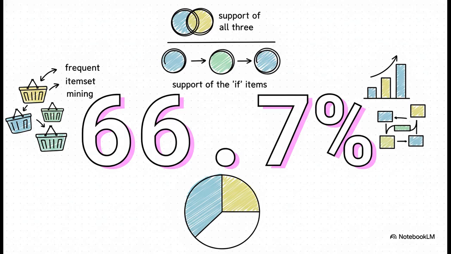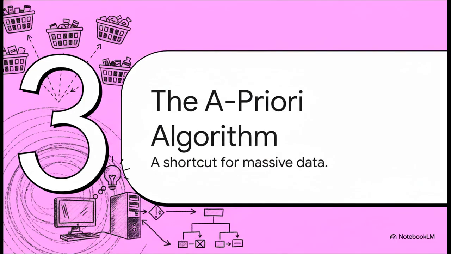So what does that mean? It means in our tiny little dataset, this rule is right about 2/3 of the time. Pretty reliable. Now, all of this seems pretty straightforward with just 5 baskets, doesn't it? But what happens when you're dealing with a real store? We're talking millions of items and terabytes of data. Just trying to check every possible combination of items would literally break any computer on the planet. And that's where we need a really, really clever algorithm.